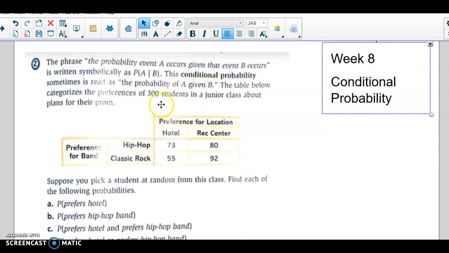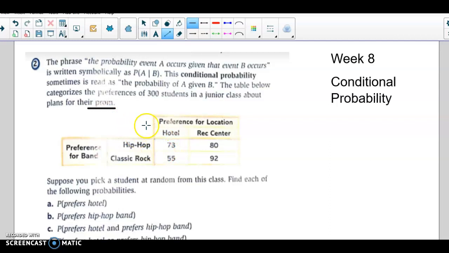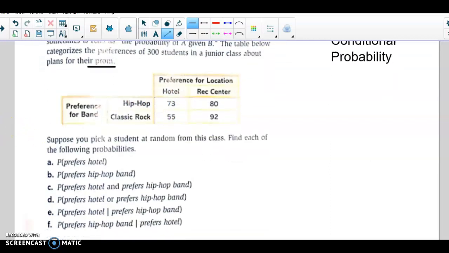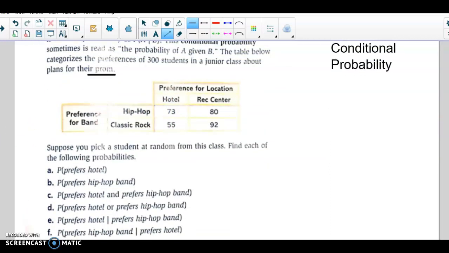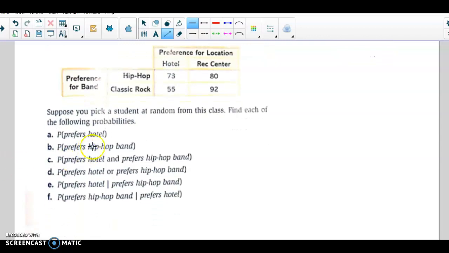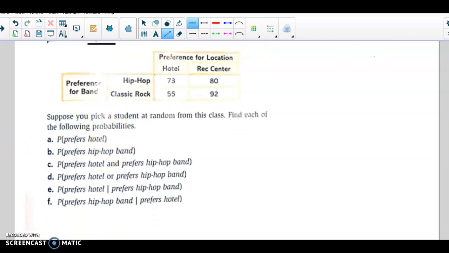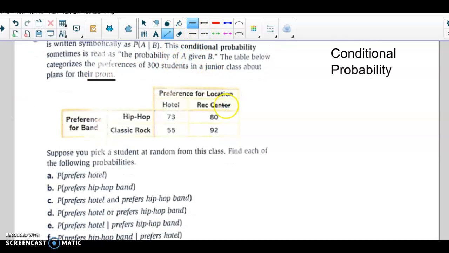So this is 300 students in 11th grade class and their plans for their prom. That's what the title is, okay? So the first question is we're going to be looking at this two-way table and answering these. And we're just going to be answering them to total. Now, the first thing we have to pay attention to is we could add all these numbers up and we would discover this, but there are 300 students.